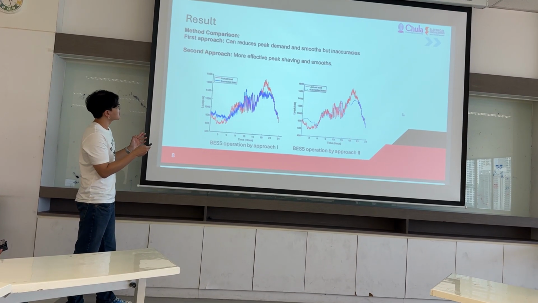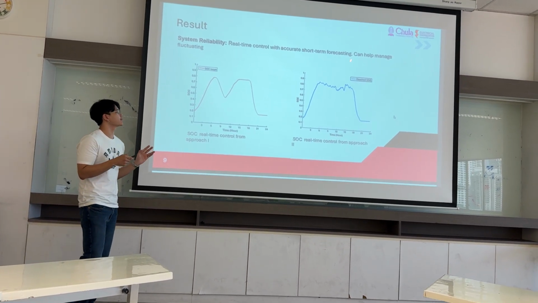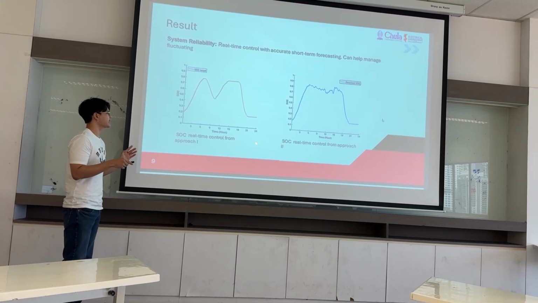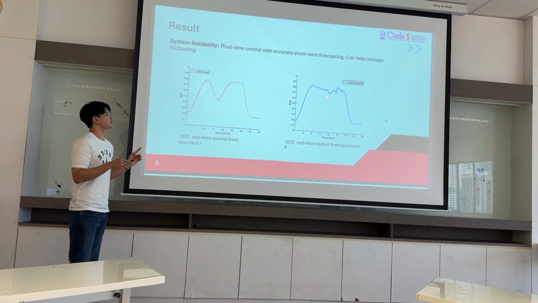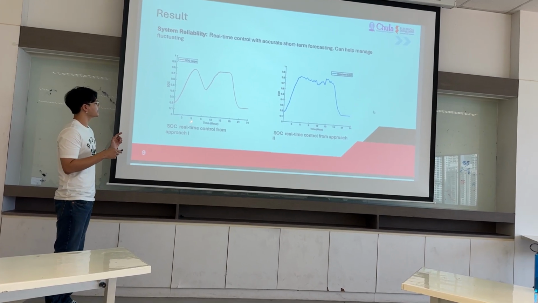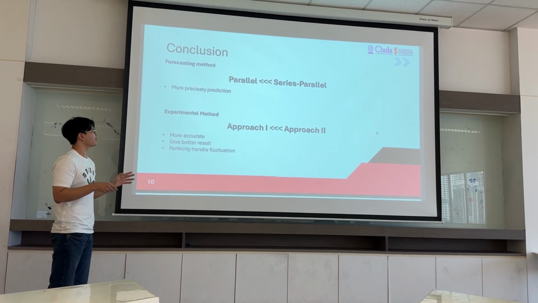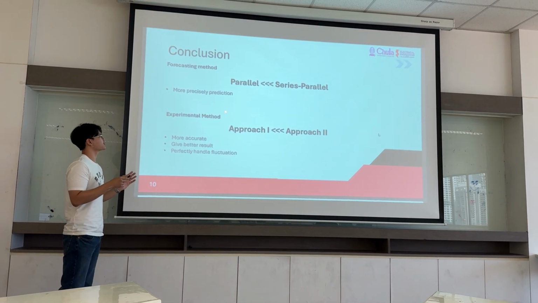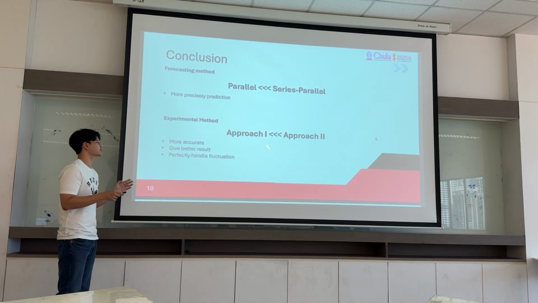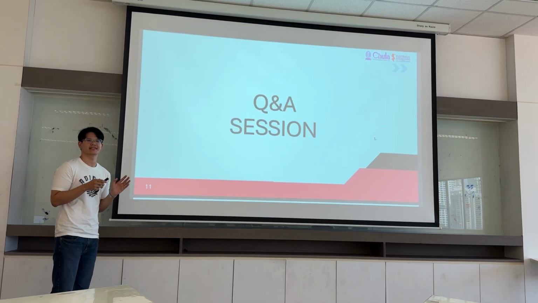Next is system reliability. Using real-time control with accurate short-term forecasting can help manage fluctuation. We can see that in approach 2, we can control the SOC level better than in approach 1. And for the results, series parallel is better than parallel because of its more precise prediction. For the experimental method, approach 2 is better than approach 1 because it's more accurate, gives a better result, and handles fluctuation perfectly. Thank you.